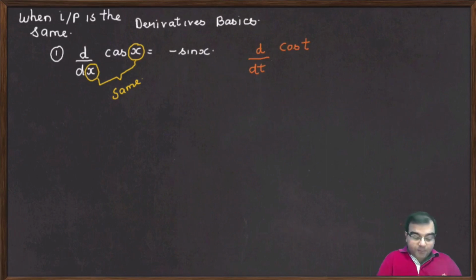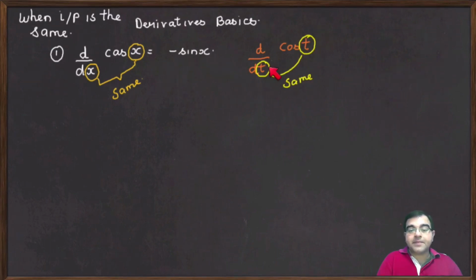So if I change the input, I've written d by dt of cos t. Now my input is t. So I'm going to read this as derivative of cos of input. The formula for derivative of cos of input is minus sine of input. I am going to first check my inputs are the same. Since the inputs are the same, I am going to write minus sine of input. The input in this case is t. I am using the word input because the input can be anything. It is not necessary that it is an x.